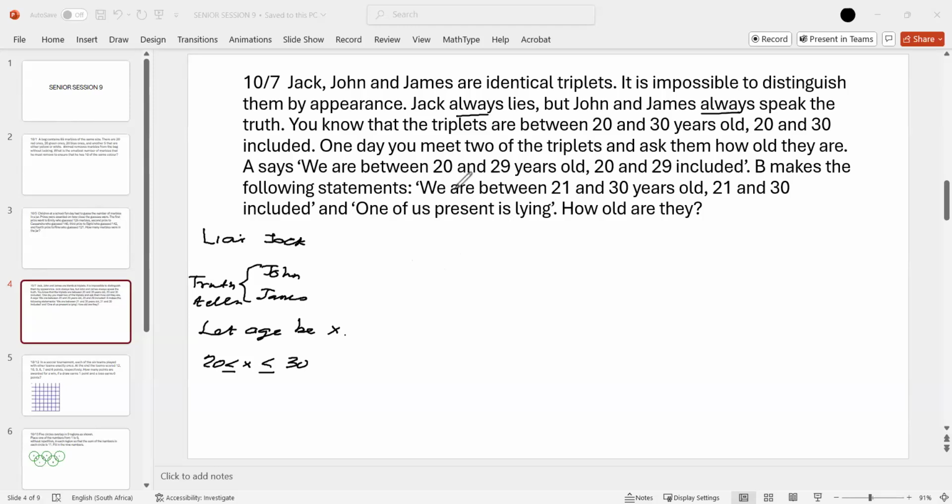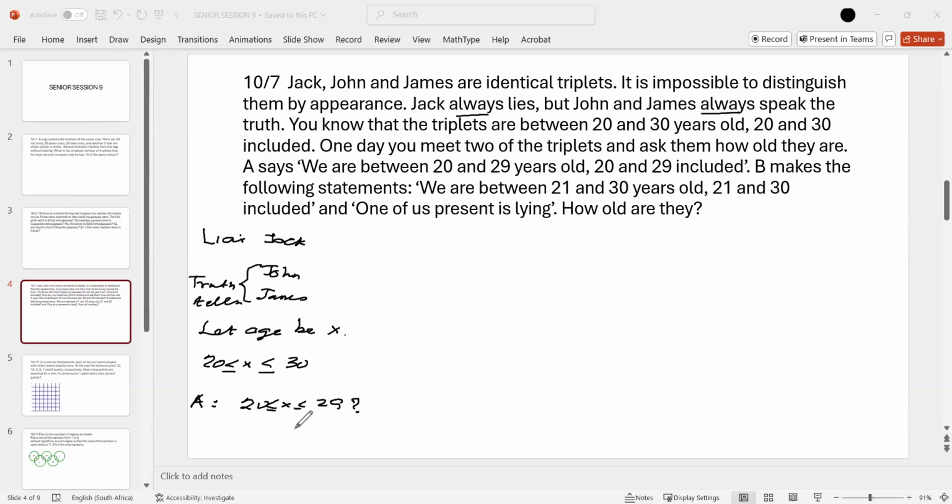All right. Now, A says, we don't know whether he speaks the truth or what, A says, we are between 20 and 29 years old, 20 and 29 included. I'm going to put a question mark here because we don't know whether A is speaking the truth or A is a liar. But this is what he says. I can put the equal sign to say X could be 20, could be 29.